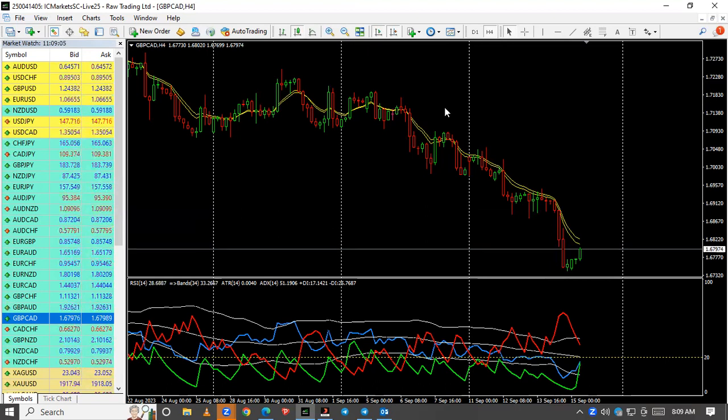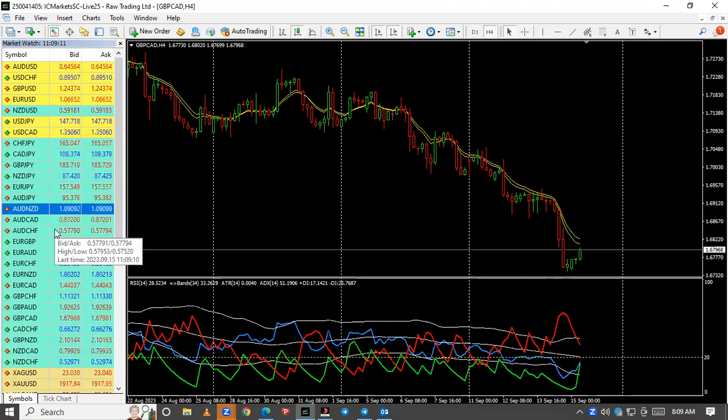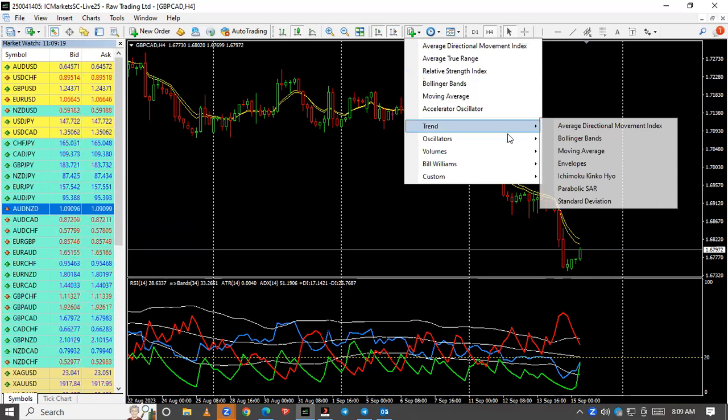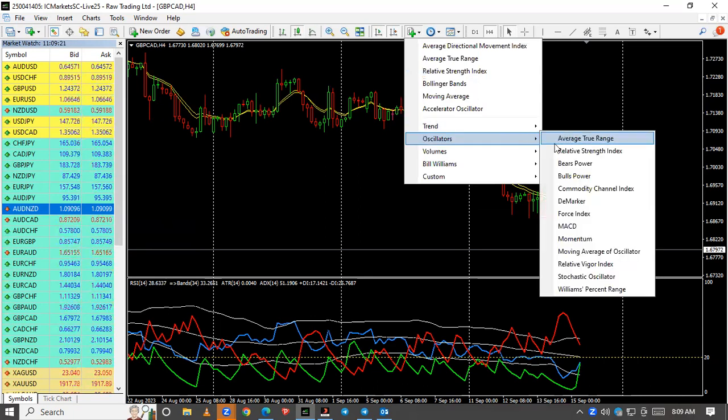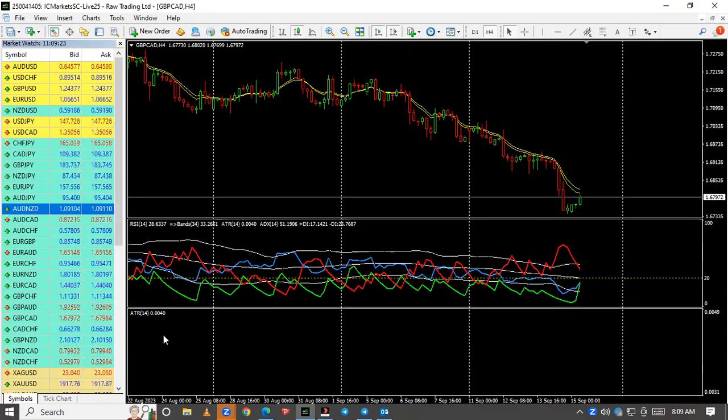So that's how we deal with our risk management. Make sure every time, even if we don't put TP or SL, that should be your key thing. So be conversant with the ATR. You just take it from this point to come to oscillators. You find here ATR as the average true range. This is the average true range.